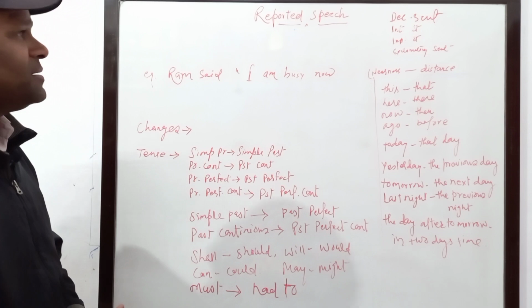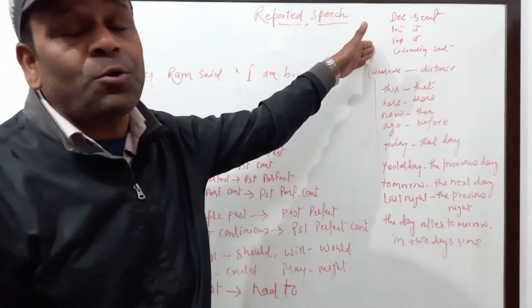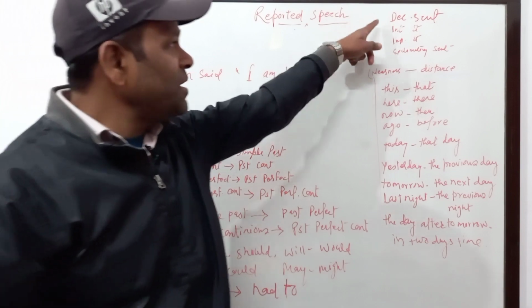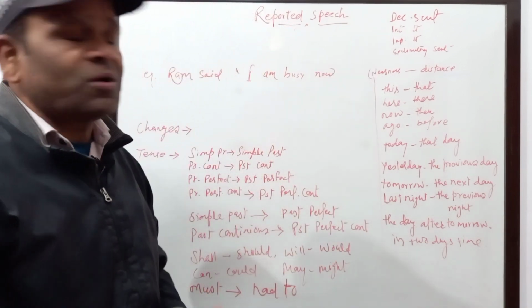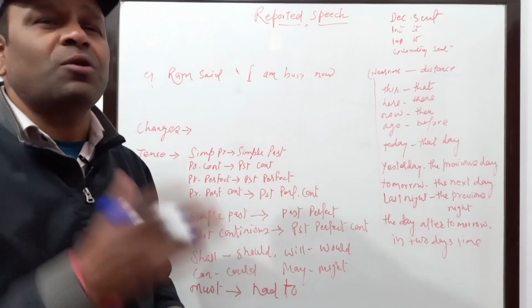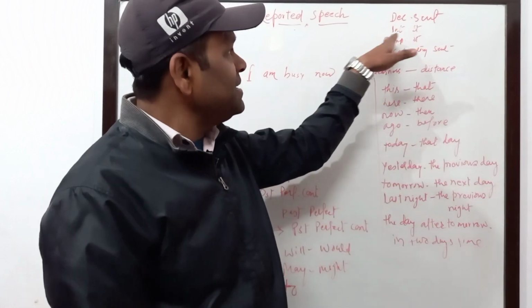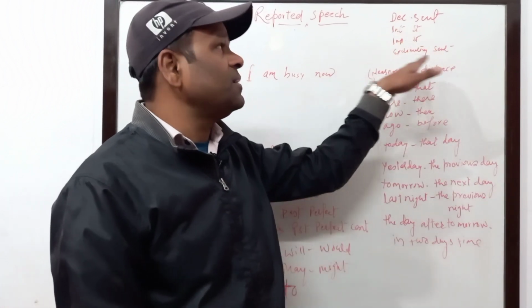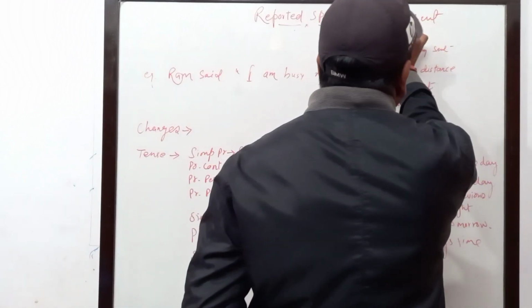Before I start reported speech, let me tell you that we are going to discuss these four kinds of sentences here. One is the declarative sentence, which has two parts, affirmative and negative. You can call affirmative assertive or positive. Then negative. The second is interrogative, then imperative, and then exclamatory. Today we are going to highlight the declarative sentences only.